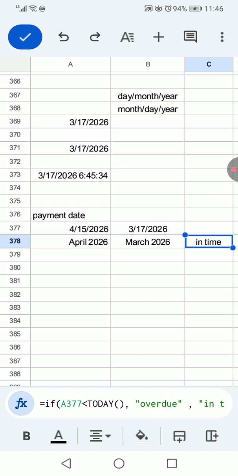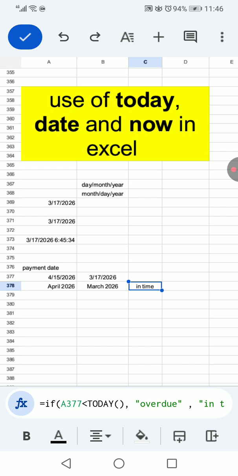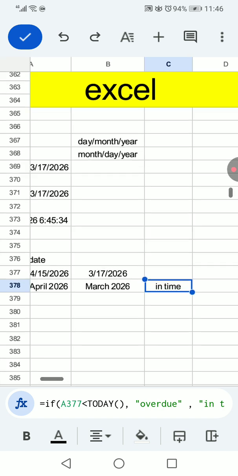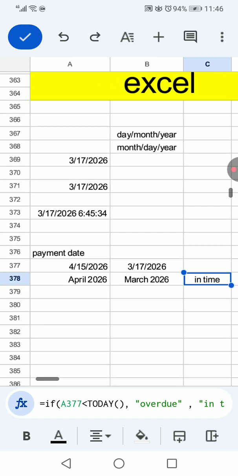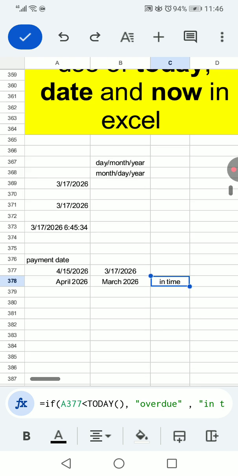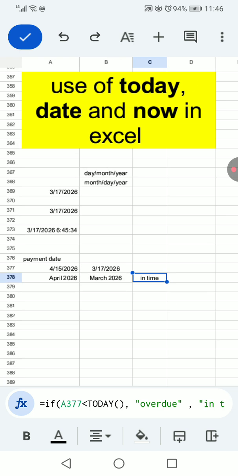So it was a practical use of TODAY, and you are required to create different uses with the help of these three commands. This is your next assignment, and please create these formulas and send me these screenshots, pics, or the direct file can be sent.